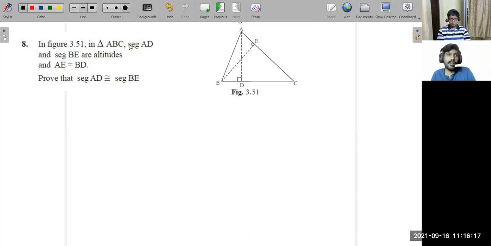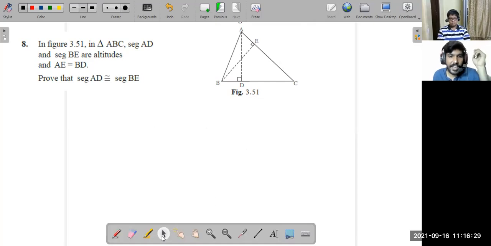In this triangle ABC, segment AD and segment BE are altitudes. Okay, that means they're perpendicular lines. AD and BE are altitudes. You have to prove that segment AD is congruent to segment BE. This you have to prove in this.